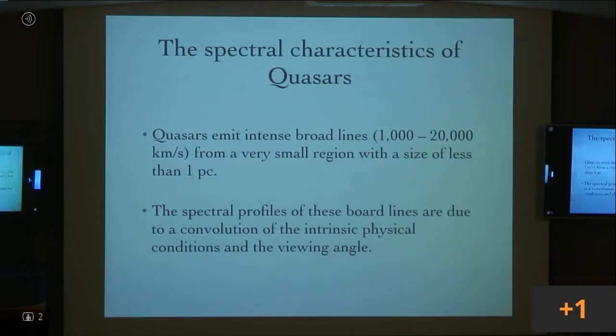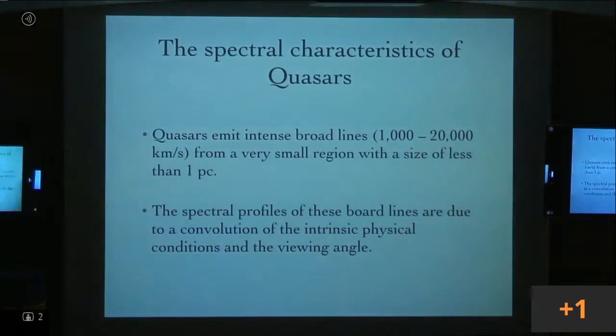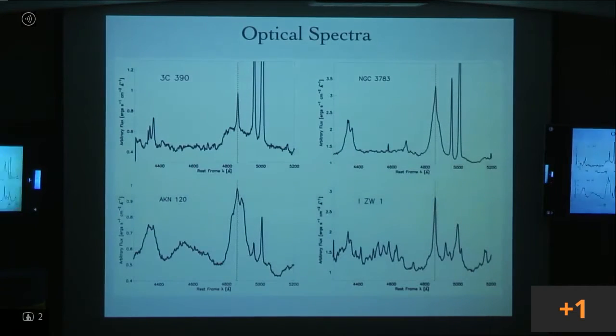And also, as Martin said, the profiles that we can see are very, very different. And why we see a very different kind of spectra is because the physical conditions inside quasars are intrinsically different. And that, together with the orientation angle, gives us different spectra. I'm going to show you this for spectra.